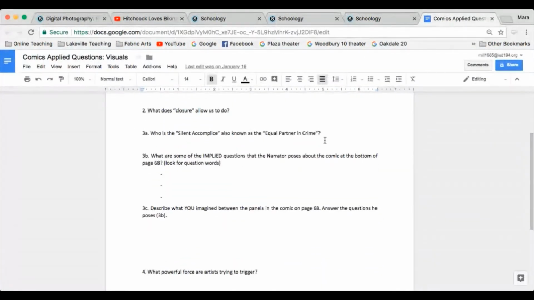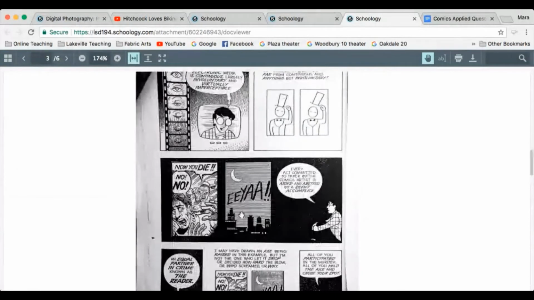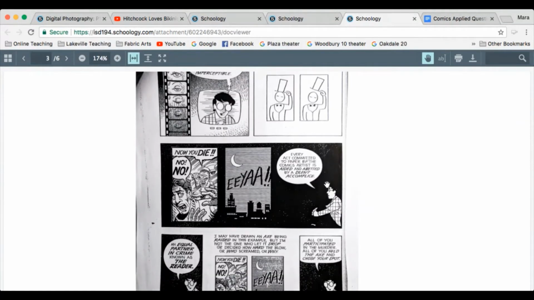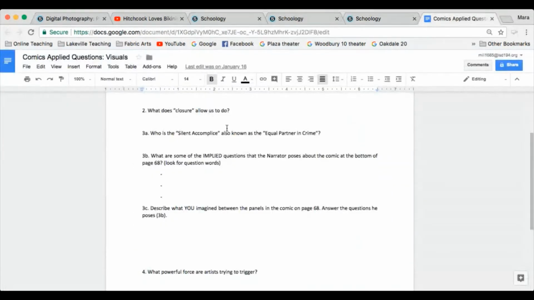And then number 3, that means we're on the next page. Who is the silent accomplice, also known as the equal partner in crime? So if we scroll down here, kind of looking for those italicized or bold words. So here we can see the silent accomplice. We want to make sure we read this bubble really carefully. Every act committed to paper by a comic artist is aided and abetted by a silent accomplice, an equal partner in crime known as the reader. So the answer to who is the silent accomplice is the reader, the person who's reading.